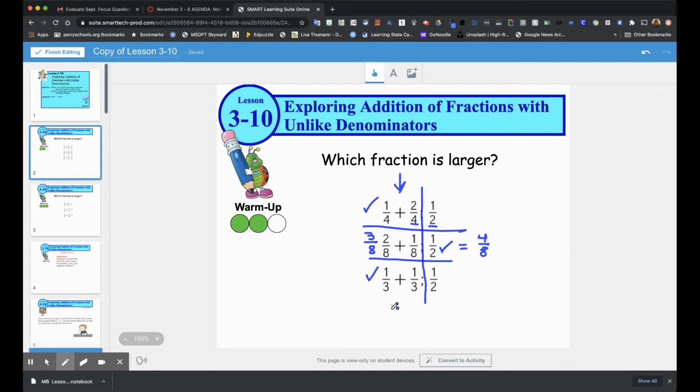And finally our last one, 1/3 plus 1/3 or 1/2. Hopefully you said 1/3 plus 1/3 because that is 2/3. And we know 2/3 is greater than 1/2.